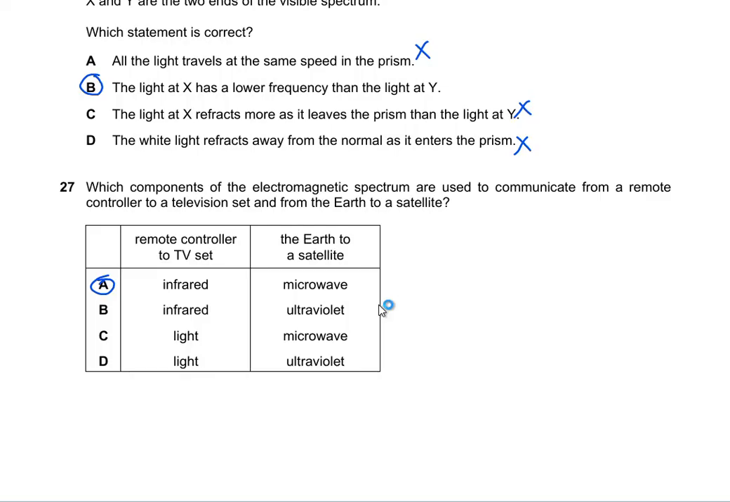Okay, so this is easy. TV remote control, we all know it's infrared. The small white bulbs at the tip of your remote control, those are infrared emitters. So for TV, it's infrared. From Earth to satellites, it's definitely not ultraviolet, it's microwave. We don't use ultraviolet for that. It's the sun's harmful rays that come to Earth, that's the UV ray. We use it to disinfect stuff, but not to send a signal from Earth to satellite. We use microwaves.